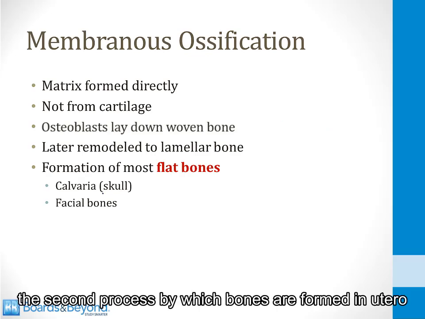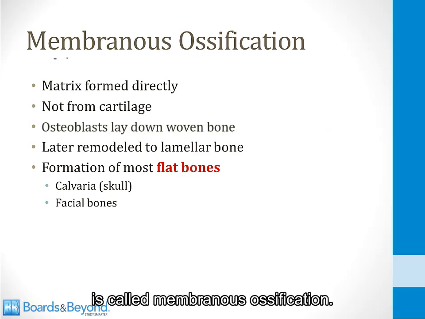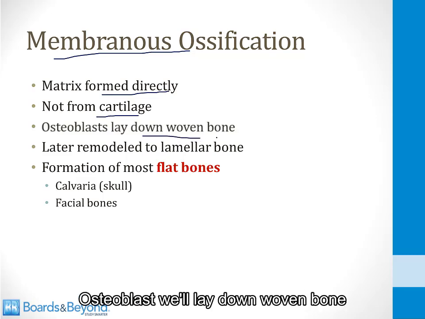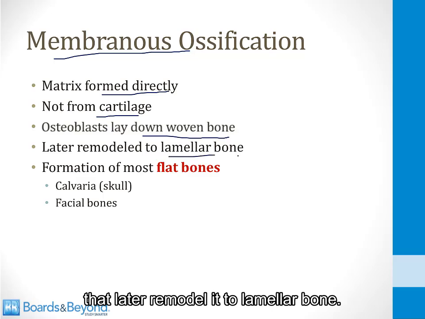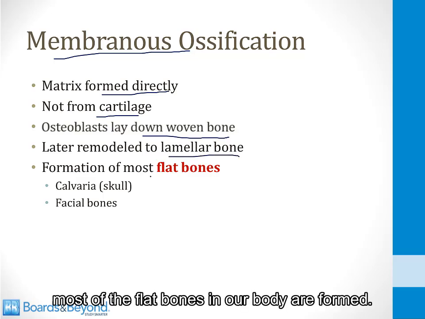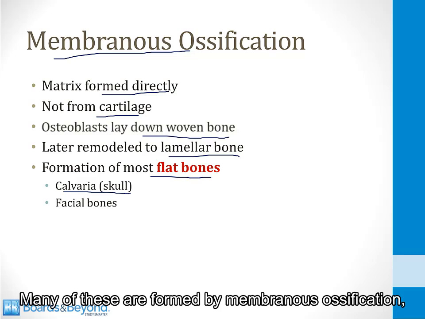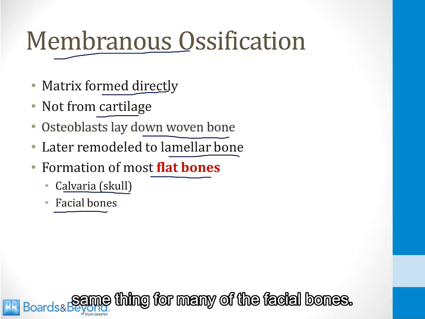The second process by which bones are formed in utero is called membranous ossification. In this type of bone formation, bone matrix is formed directly and not from a cartilage mold. Osteoblasts will lay down woven bone, they'll later remodel it to lamellar bone, and this is the way most of the flat bones in our body are formed. For example, the calvaria, which is the skull bones, many of these are formed by membranous ossification, same thing for many of the facial bones.